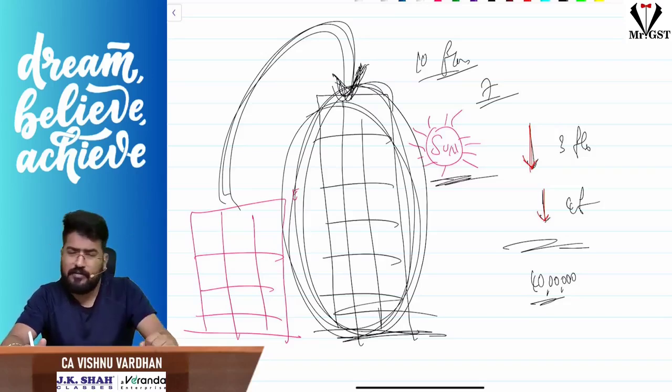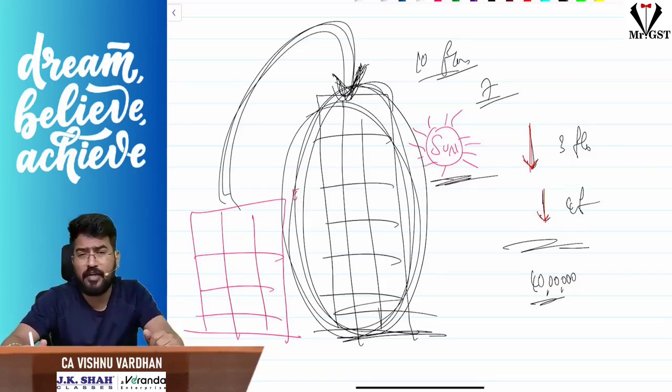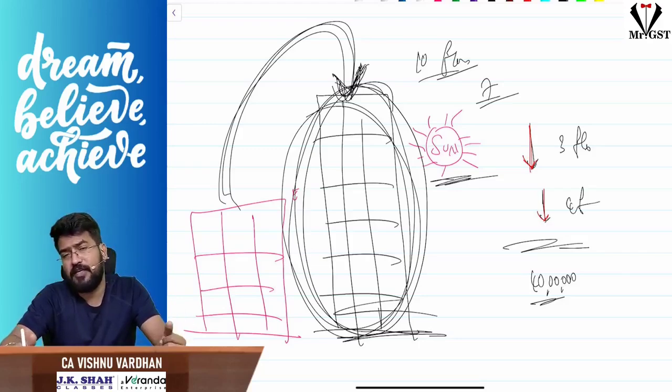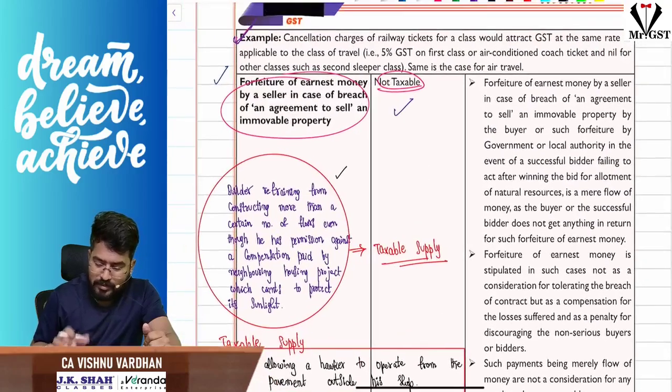So that is supply. So there is an agreement not to do something, there is an agreement to do something, there is agreement to tolerate something, and for that agreement there is consideration also. Then obviously it will be treated as supply. So it is supply and taxable.